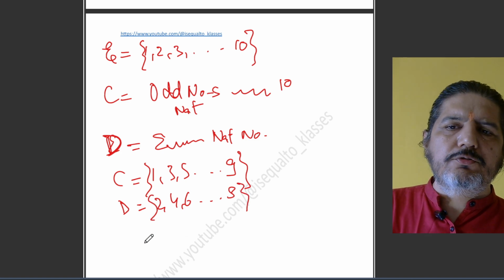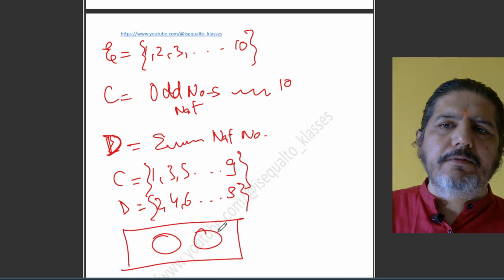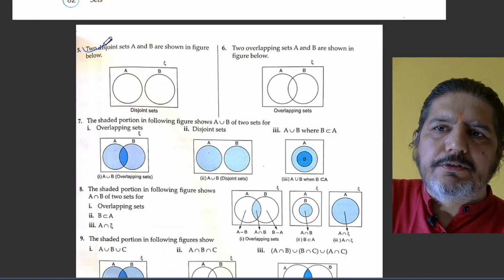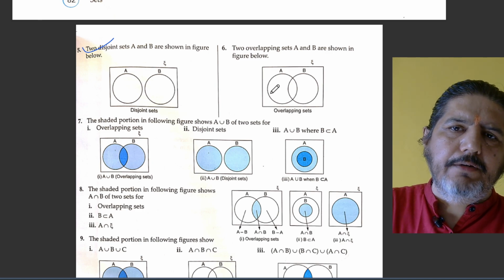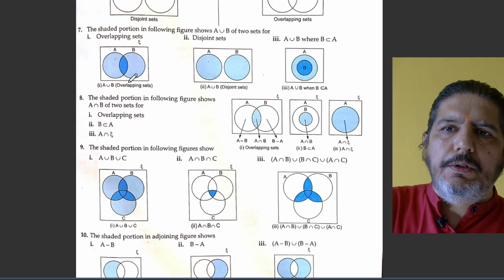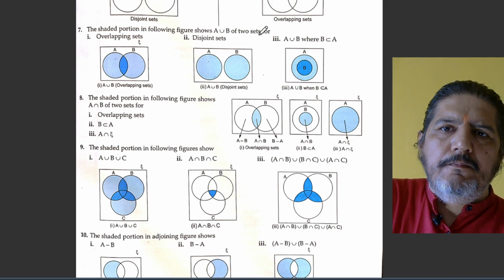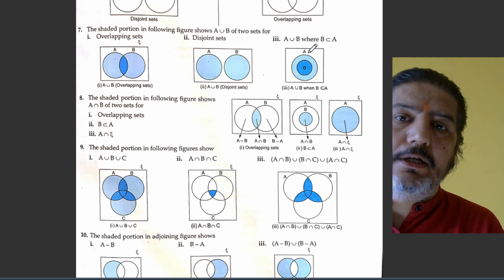Now these are disjoint sets. Why disjoint sets? Because they have nothing in common. So this is my C, this is D. They have nothing in common, so they are disjoint sets. Then overlapping sets, like we have done before. So this is what is called overlapping sets. Now, for overlapping sets, this is how the A union B looks. For disjoint sets, this is how A union B looks.